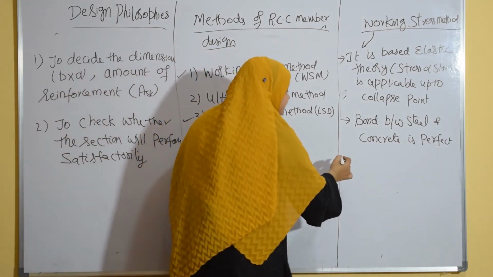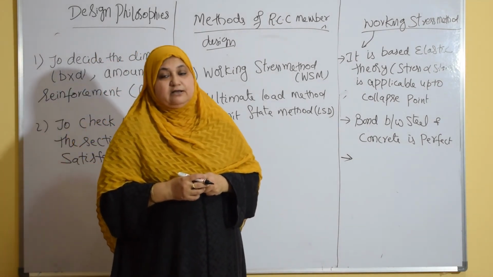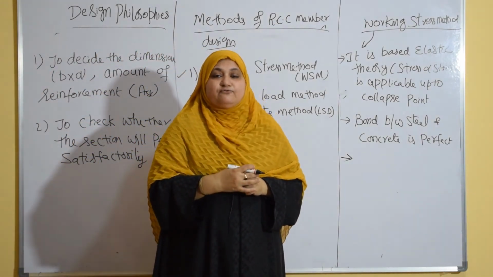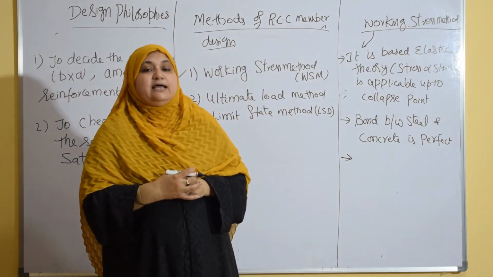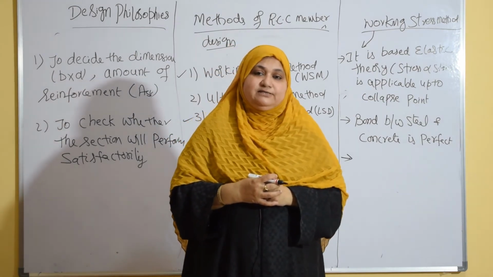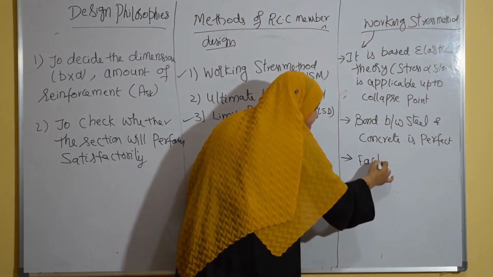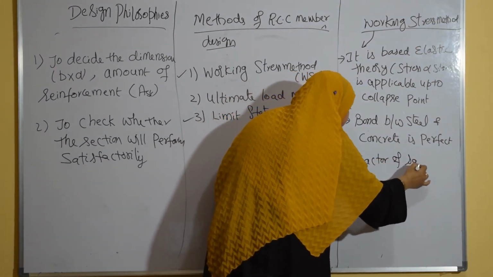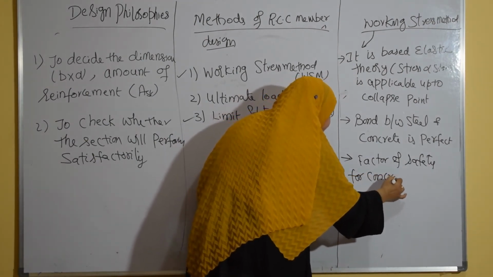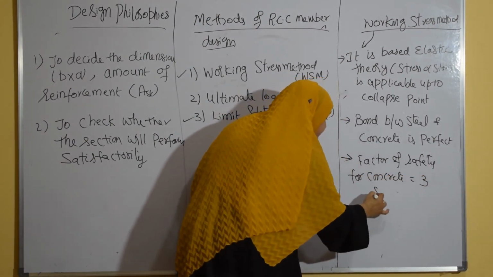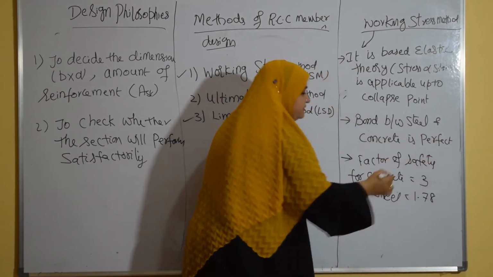Then in this method, this is the third one. In this method, the ultimate strength of concrete, or the permissible stress, as well as the permissible strength of steel, are divided by the factor of safety. The factor of safety for concrete is taken as 3 and for steel the factor of safety is taken as 1.78.